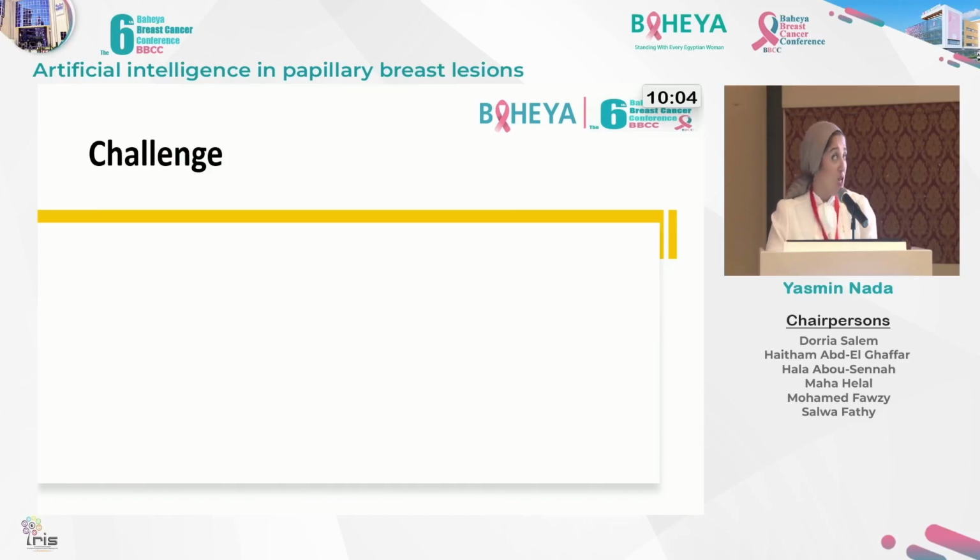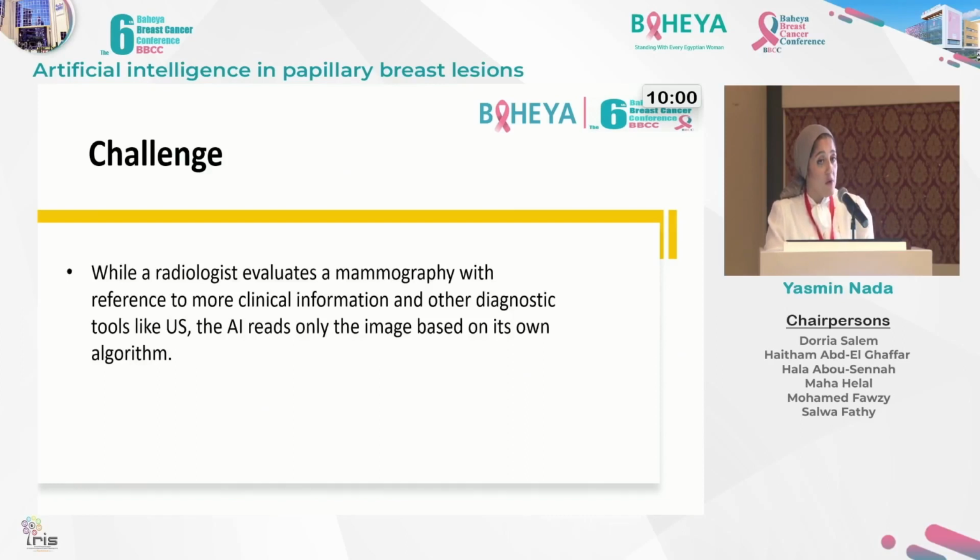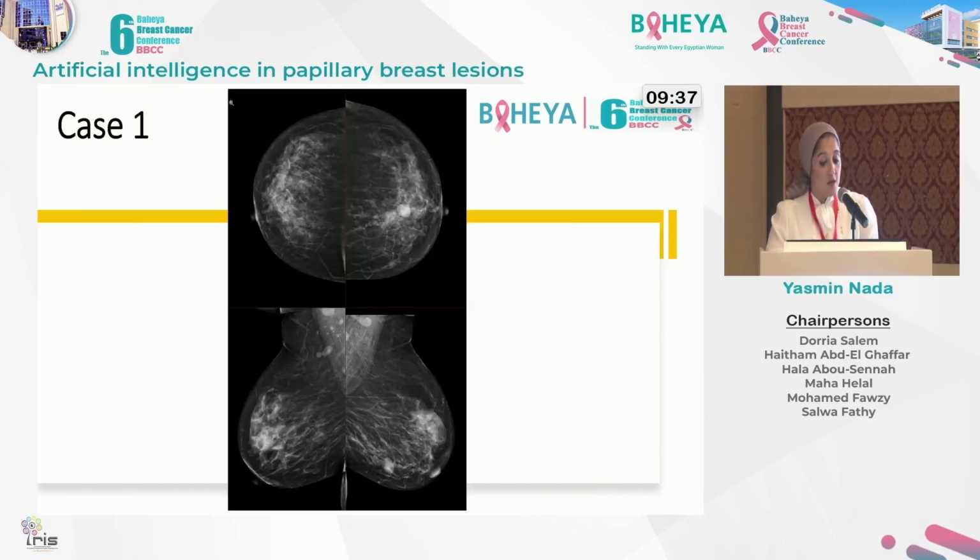So we're having a small challenge here, but before doing the challenge, we need to know first that the radiologist evaluates the mammogram with reference to more clinical information and other diagnostic tools like ultrasound, whereas the AI reads only the image based on its own algorithm. So I need some interpretation here. I will show you some cases, and I need you to point out the lesion and mention whether it is benign or suspicious. The first case, where is the lesion?